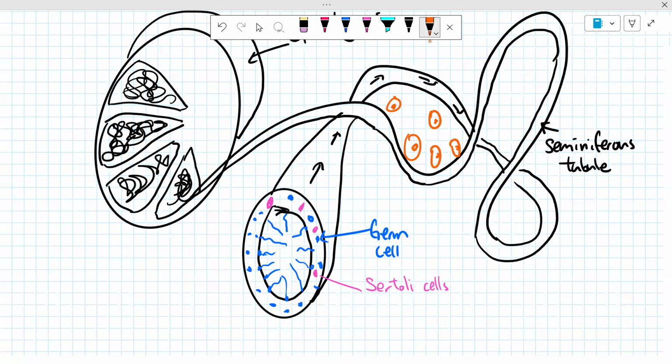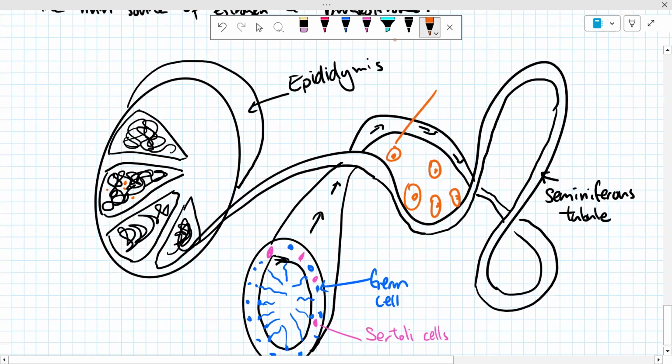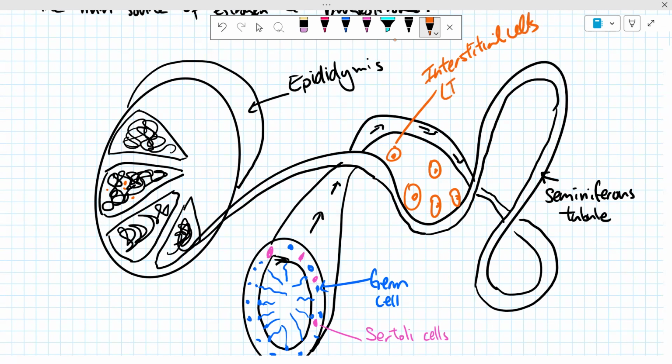Now, in addition, you also have more cells in between. They're not in the seminiferous tubules, but they're between them. Okay, and these are called interstitial cells. I think the other name is better because it tells you what they do. These are testosterone secreting cells. And testosterone, of course, is the male hormone.